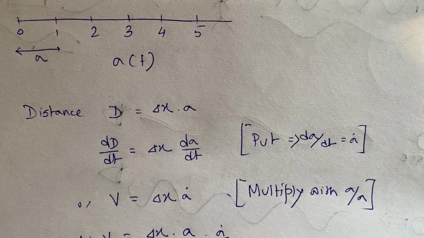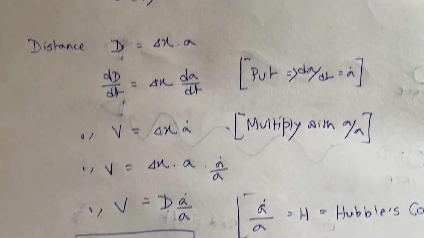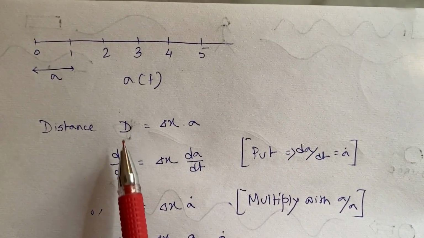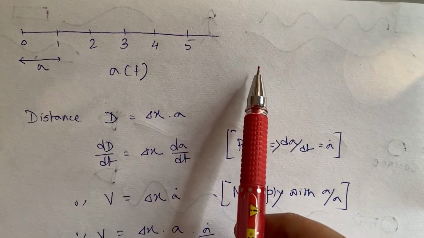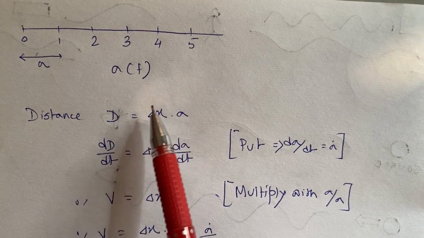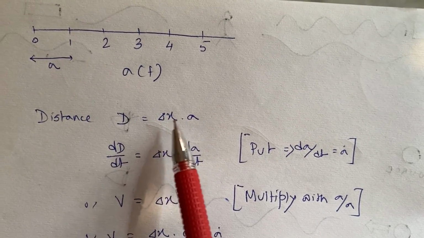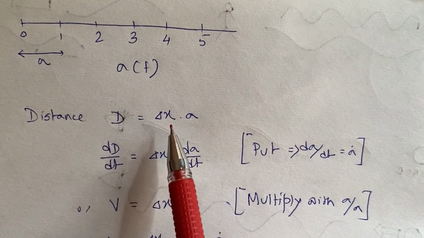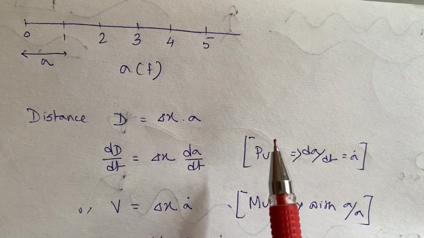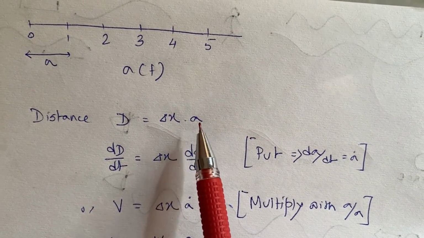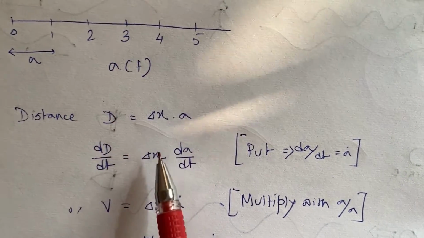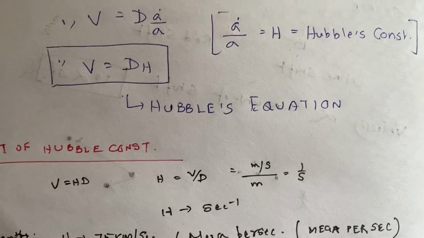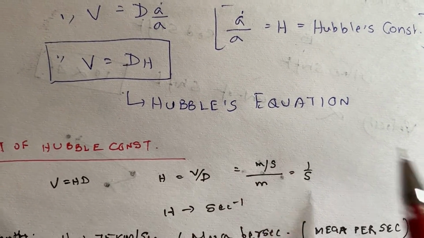So while we discuss this Hubble's equation, we found that the distance between any two coordinates is equal to the change in the coordinate times A. Now change in the coordinate is just a number. Suppose the coordinate changes from 1 to 3, so delta x is equal to just 2. It does not have any unit, and A is the distance which is varying with time. So there is no dimension issue. We have derived this famous Hubble's equation.